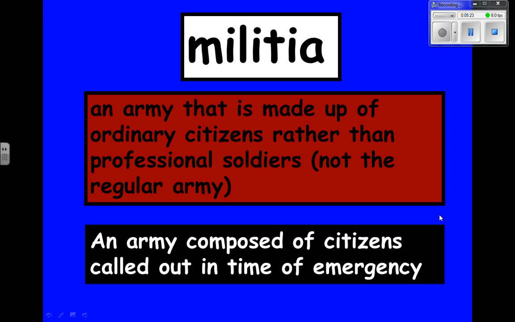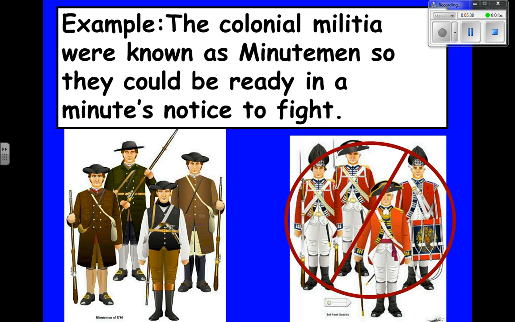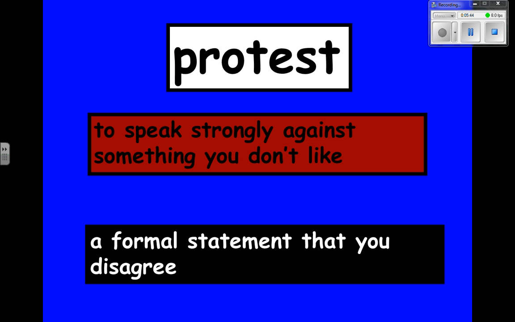Militia, an army that is made up of ordinary citizens rather than professional soldiers, or not the regular army. Most of the British soldiers, if not all of them, were professional soldiers. On the other hand, in the colonies, most of the people were average citizens like you and I that were called to duty to defend primarily the region in which they lived.